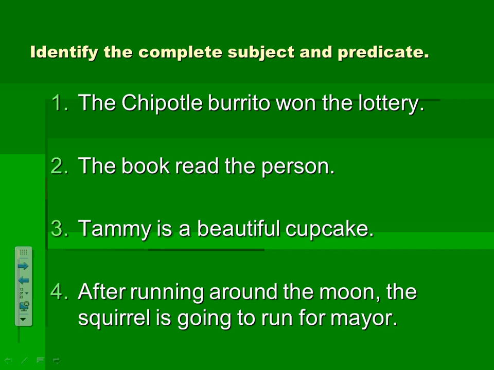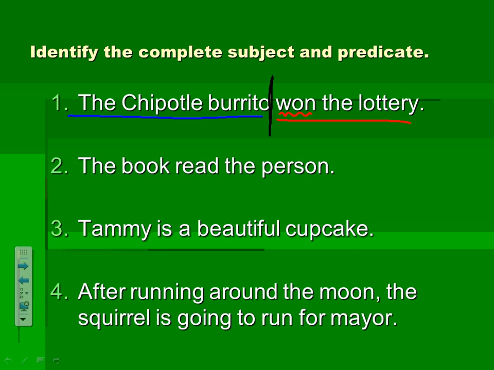Great, welcome back. Let's talk through one through four. The Chipotle burrito won the lottery. Well, the first thing I want to do is try to find my verb. And my verb, well, what did the burrito do? He won the lottery. So won is my verb, which means I would put my line before the verb. And so my complete subject, and this should be labeled on your paper, is the Chipotle burrito. And my complete predicate is won the lottery.